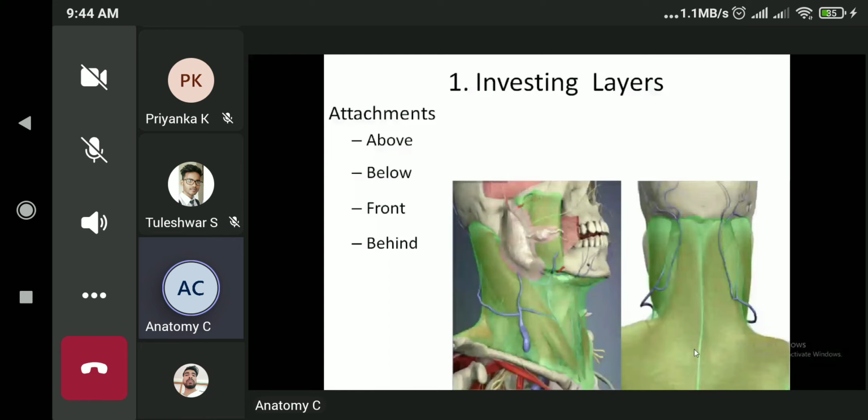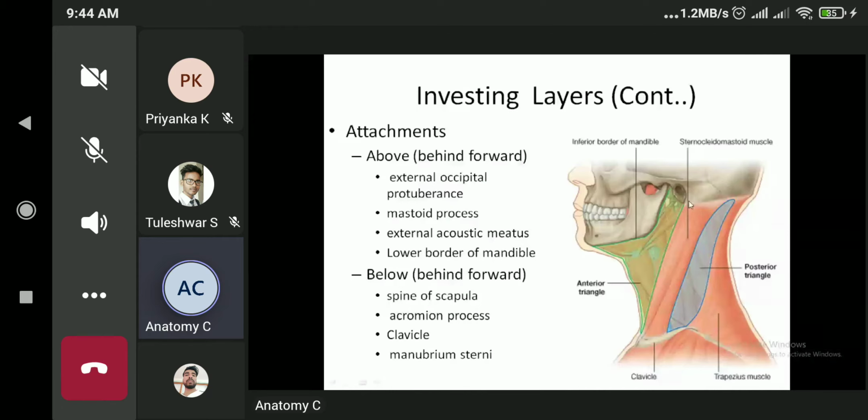Now, in this diagram, to talk about the superior attachment of the investing layer of the cervical fascia, let's begin from behind forward. Firstly, it is attached at the external occipital protuberance. We are well acquainted with all these bony landmarks. So the first structure of the superior attachment of the investing layer of deep cervical fascia from behind forward is the external occipital protuberance.